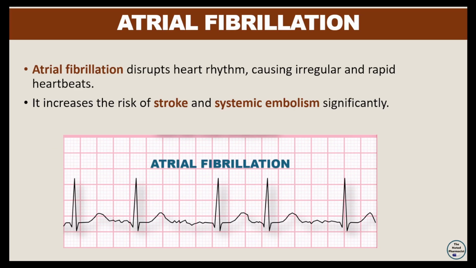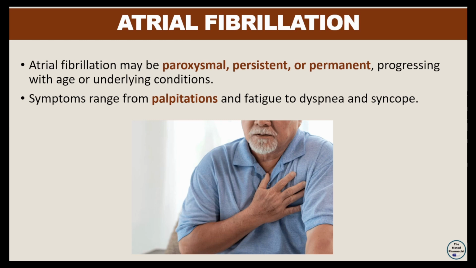Atrial fibrillation, or AF, is a common arrhythmia characterized by disorganized electrical impulses in the atria, leading to ineffective atrial contractions and irregular ventricular rates. This disrupts cardiac output, increasing stroke risk and systemic embolism. Atrial fibrillation may be paroxysmal, persistent, or permanent, progressing with age or underlying conditions. Symptoms range from palpitations and fatigue to dyspnea and syncope.